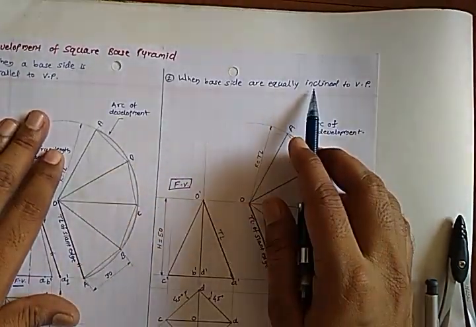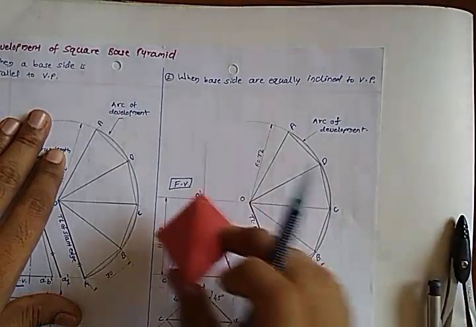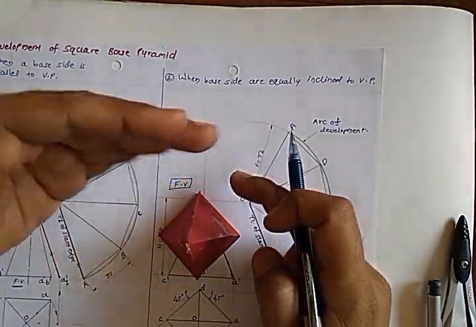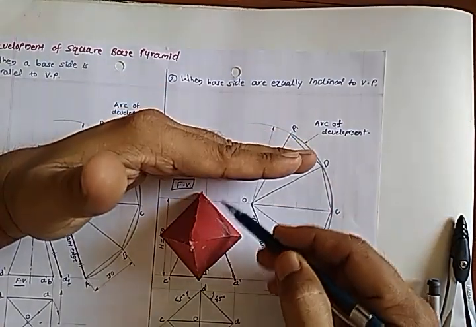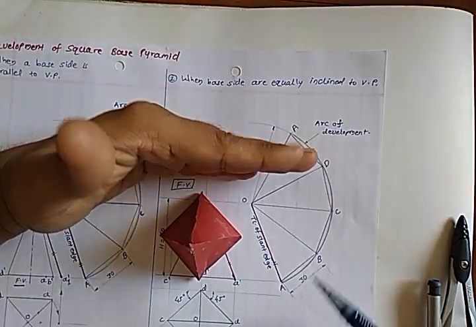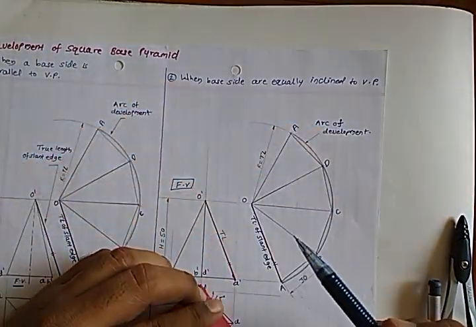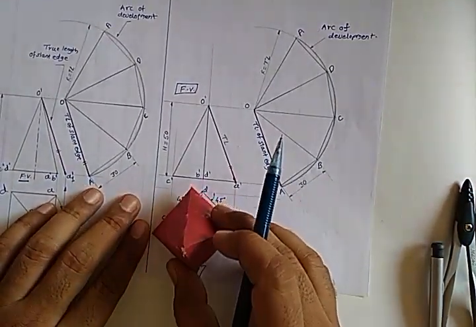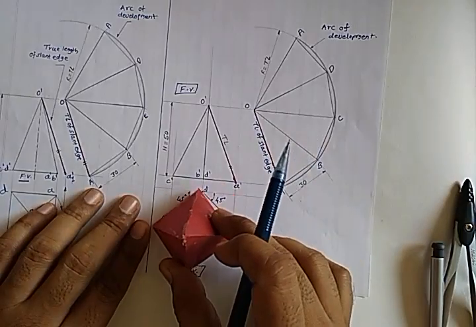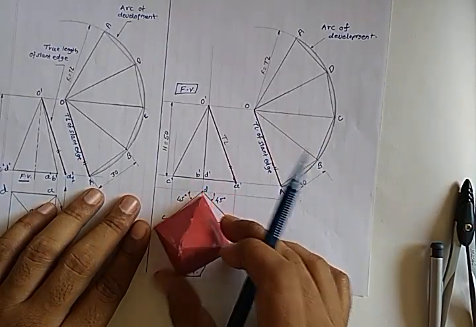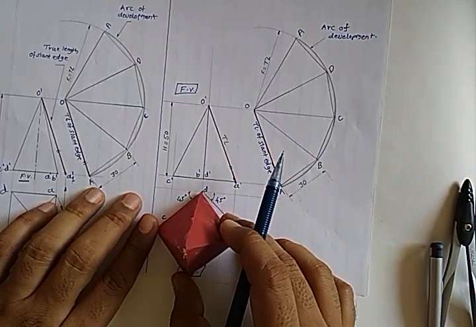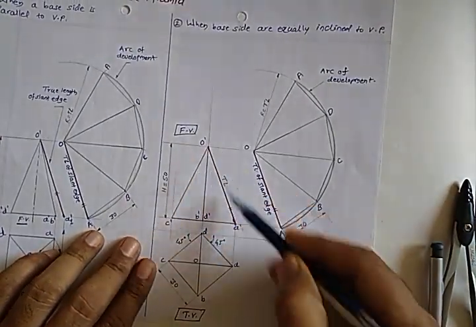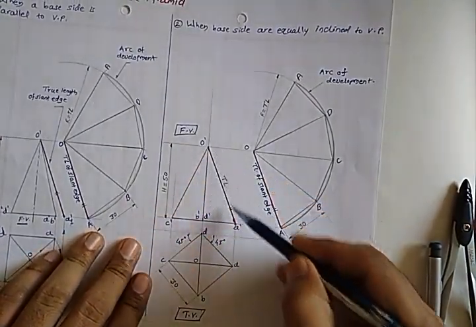Second, when the base sides are equally inclined to VP. I have shown you this position. These sides are equally inclined to VP. In this case we again get the top view as a square, in the equally inclined position, and this is the top view. The front view is again a triangle, but with the exact true length.